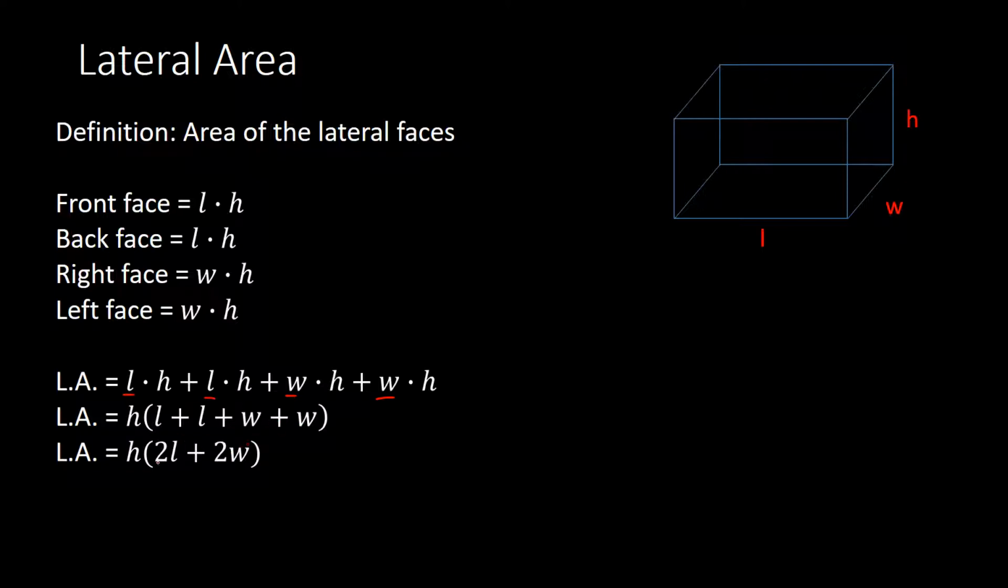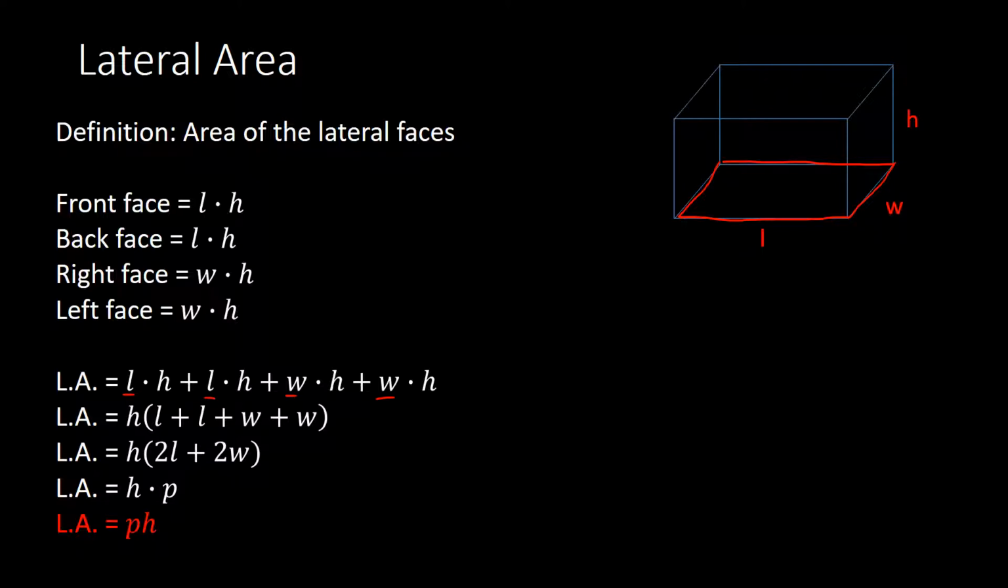And notice what that gives us. We have a length plus another length plus a width plus a width. Well, if we add all those together, that gives me the perimeter of the base. So we can replace the 2L plus 2W with perimeter, or perimeter of the base. So the lateral area would equal the perimeter times the height. And this is the shortcut formula that we can use to find the lateral area.